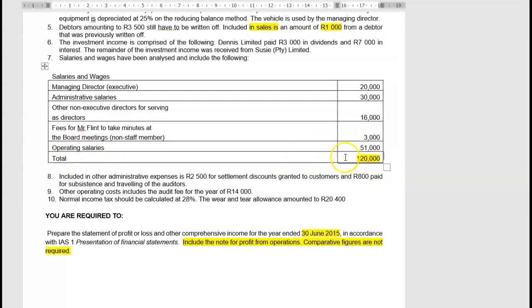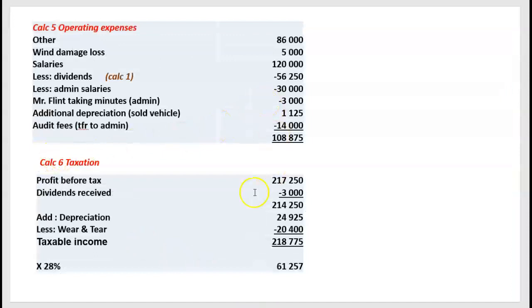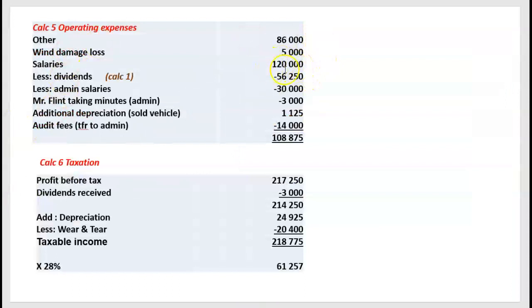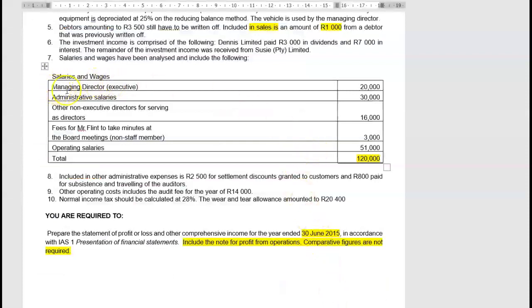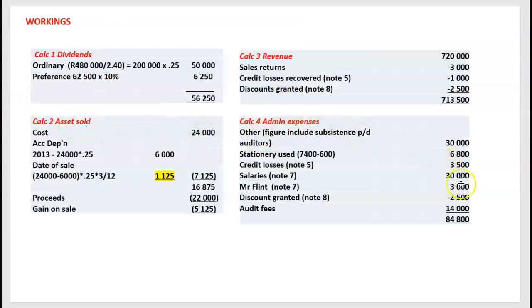So you could have spread it immediately and allocated that to the correct place where it should belong. Or what I've done is I took the full 120,000 to operating expenses, and then I took out what doesn't belong there. Here it is, I took the full 120,000 there. And then I went back to the question and I said, okay, what doesn't belong there? The managing director's salary of 20,000, is that another operating cost? Yes, it is. But it's also a separately disclosable cost under my note. Admin salaries of 30,000, well, that's clearly not an operating cost, so in my calculation, I have to take the 30,000 Rand out, and I have to transfer that to my admin expenses, 30,000 Rand admin expense salaries.